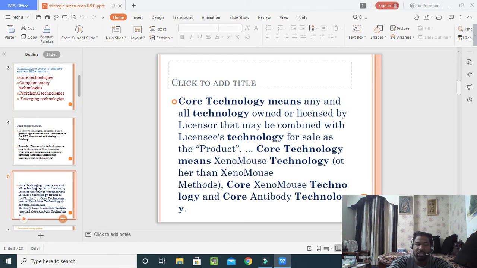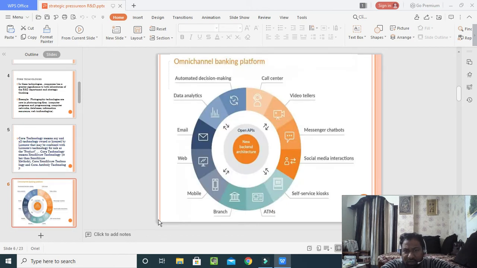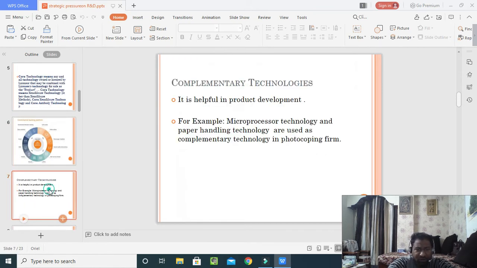Core technology means the most technology other than the excluded methods. These are the words where it takes place. For example, take a bank. In a bank, what are the core technologies needed? We need the branch, ATMs, self-service, social media interaction, messenger, chat box, video, email, web, mobile, data analysis. All these are the core technology of a bank.